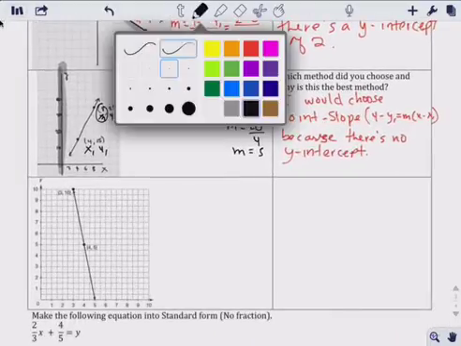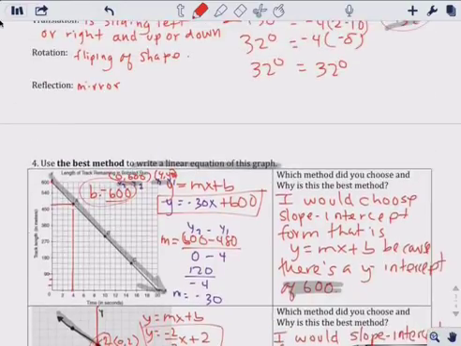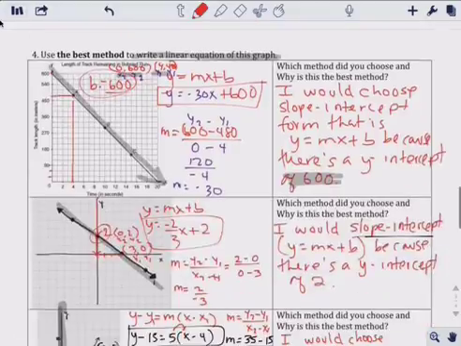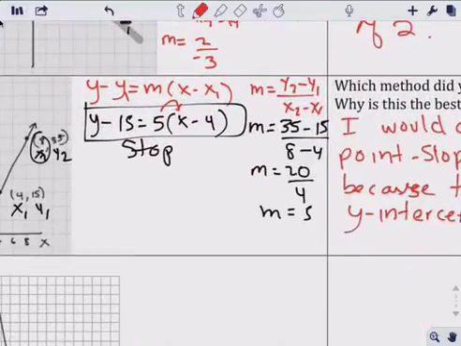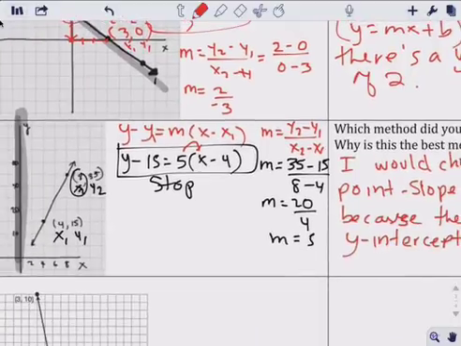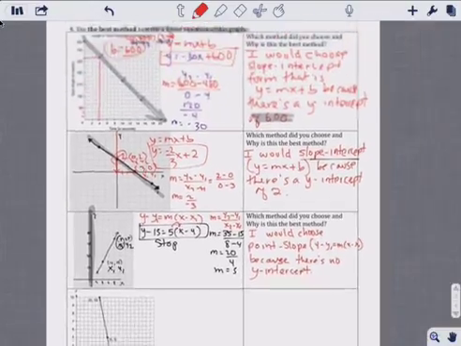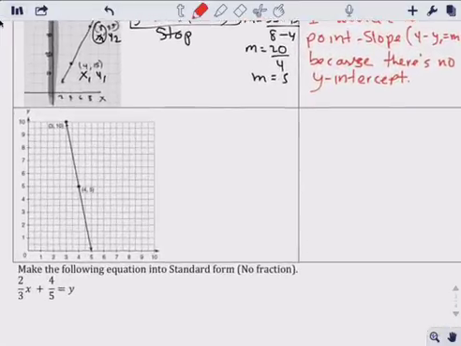Now, if it says to make it slope-intercept form, then you need to go further. But if not, this one did not say to make it in slope-intercept form. Some tests will say to make it in slope-intercept form. Then you need to continue to solve to make it y equals. After you solve, you get 5x minus 5 at the end. But this is not necessary because it just says to write a linear equation, and that's a legitimate linear equation.